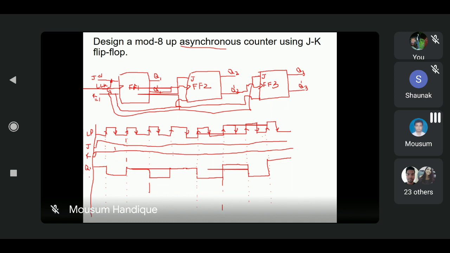Okay. Next, the Q2 value. See here, the Q2 value. What is the Q2? The Q2 value occurs this way.